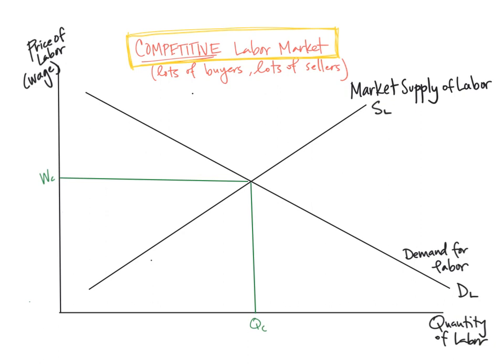Individual workers could try to get a higher wage, but there's plenty of other workers to be hired at this equilibrium wage, and so they probably are going to be out of luck. Also, firms could try to pay less than this, but there's plenty of jobs available at this wage rate. So wages are going to end up at this equilibrium level.